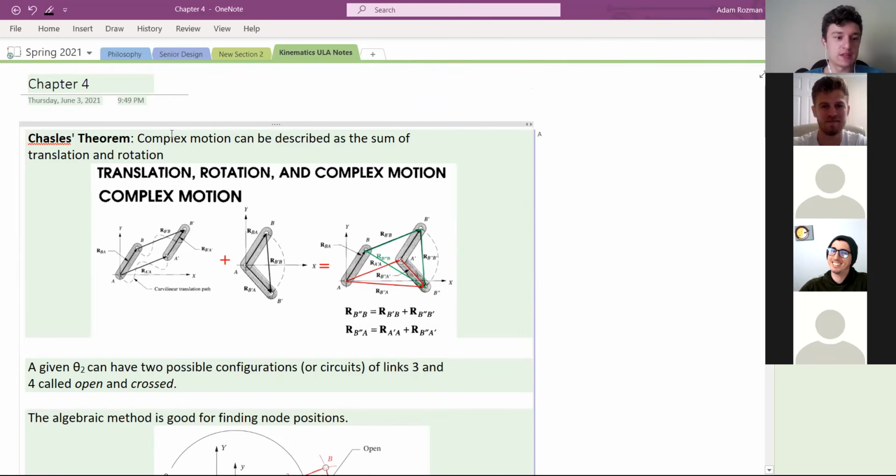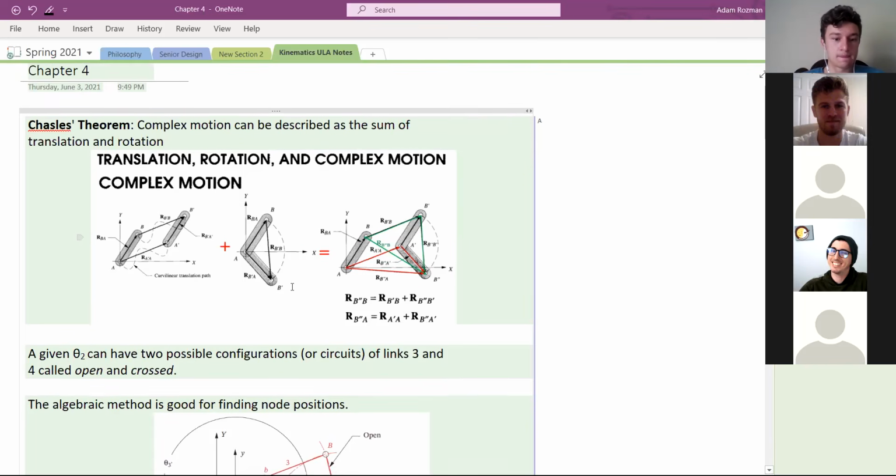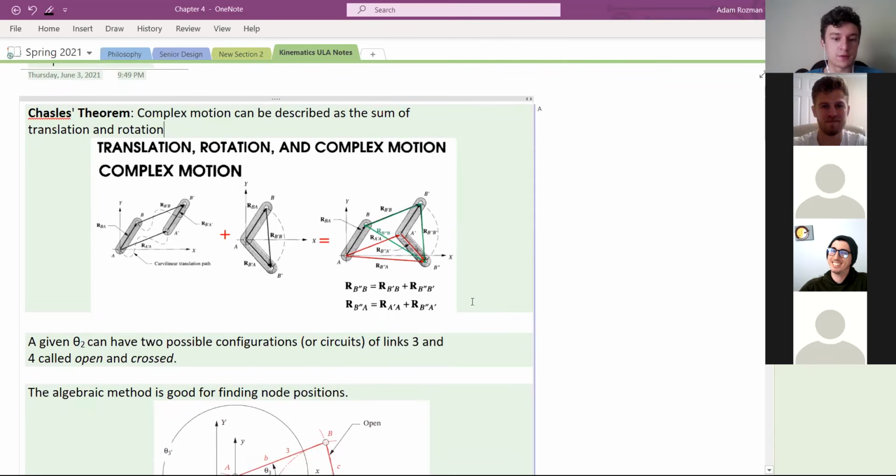So chapter 4 is all about motion, calculating mostly position. Complex motion can be described as the sum of translation, which is just this link moving from one position to another, and then rotating. So here we can do translation and then rotation, and if we add them together, we get the new position. I think you should be familiar with this from dynamics.